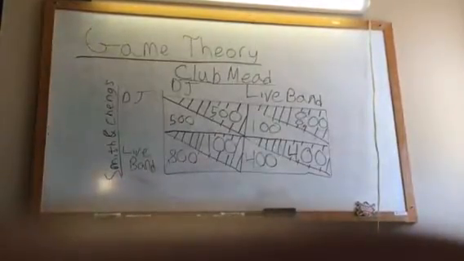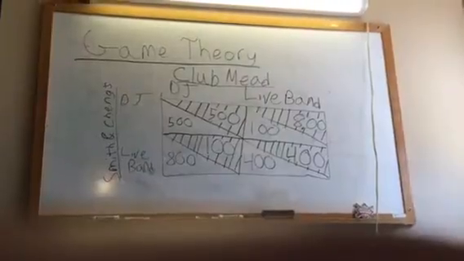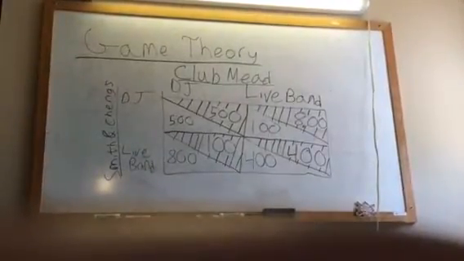The example we have here is an example of Nash equilibrium, since neither club has any incentive to choose DJ.